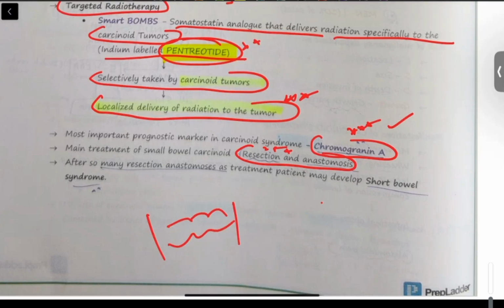Again the second time we resected and anastomosed. Again the third time we resected and anastomosed. If this keeps happening, after so many resections and anastomoses, the patient may develop short bowel.